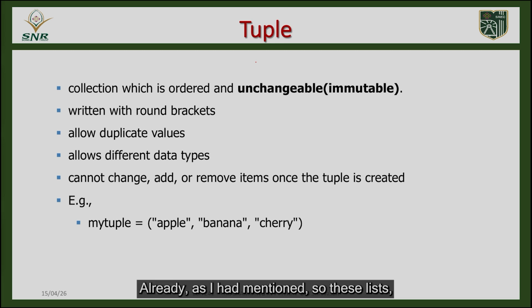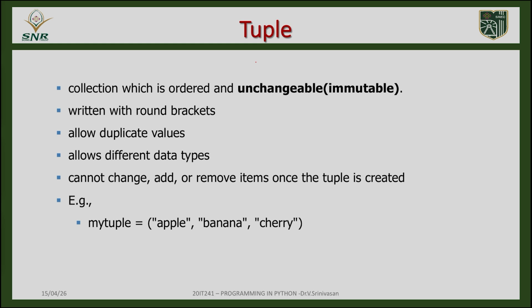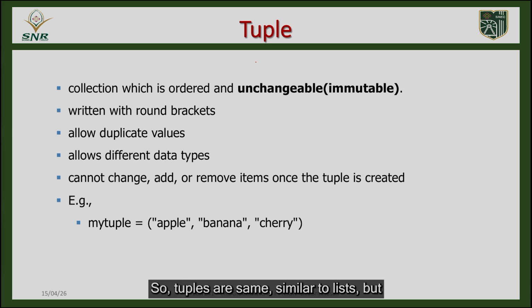Already as I had mentioned, these list, tuples, sets, dictionaries are used to store multiple values. A variable can store only one value at a time. But when we go for these extended data types, we can hold a collection of values or a sequence of values. Tuples are similar to lists, but they are different in some ways. Okay, so let's see what they are.